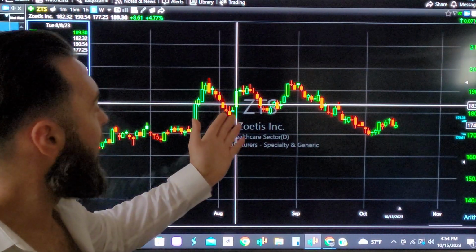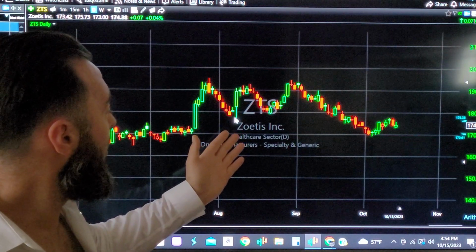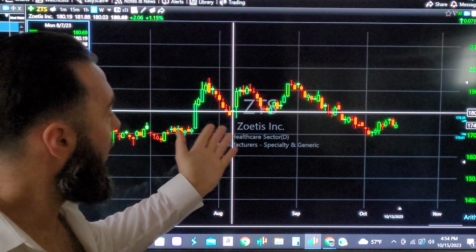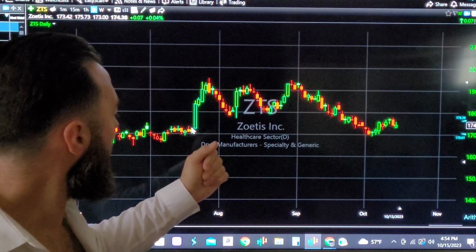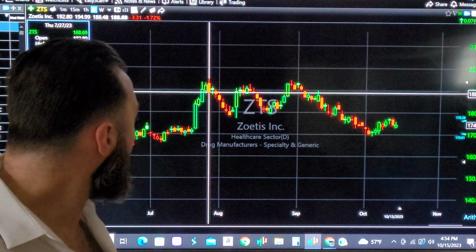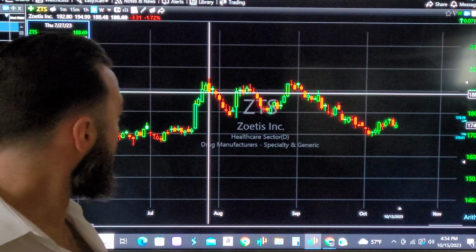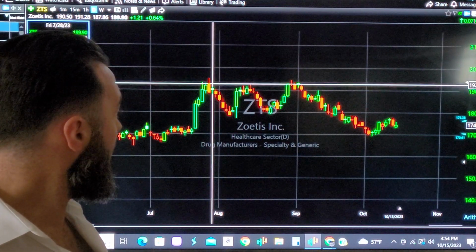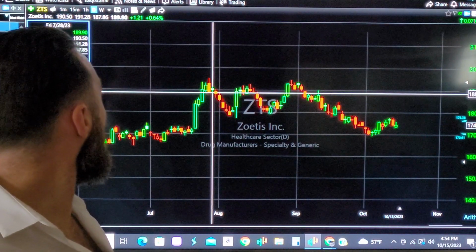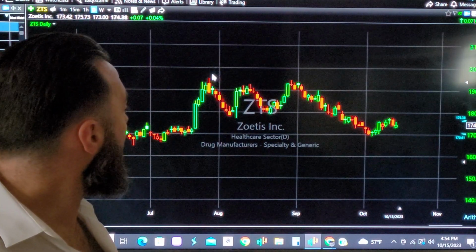Now the clear green, it opened here, it closed here, it's high, it's low. And dip into the red, you got the same thing. So you got the open 192.80, which was here at the top of the bar, and it closed at 189.90, and you got your high and your low.